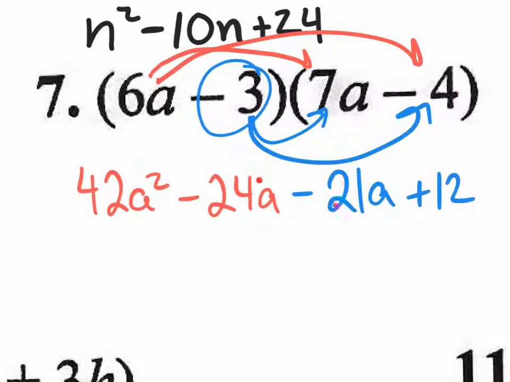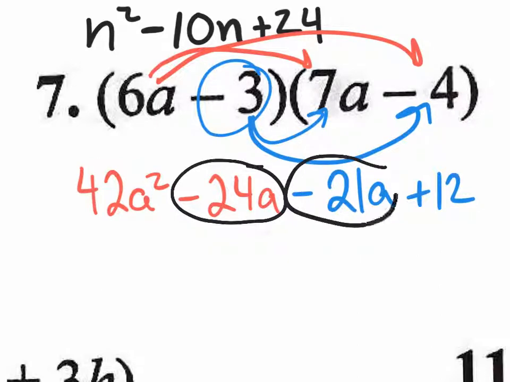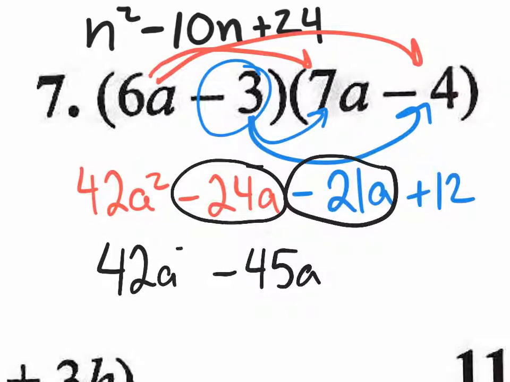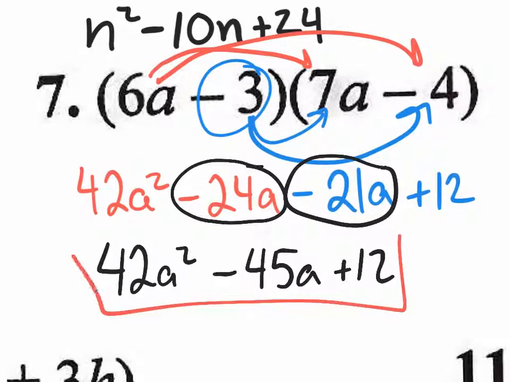And out of those 4 terms, the 2 middle ones we could combine. So let's combine those guys. We have a negative 24a and a negative 21a. What do I get? Negative 45a. You owe $24. You owe $21. You're going to owe $45. And of course, we're going to bring down the 42a squared, bring down the plus 12. And that is your answer right there.